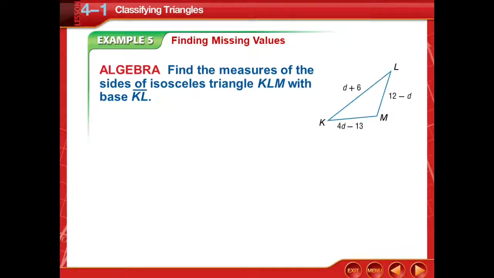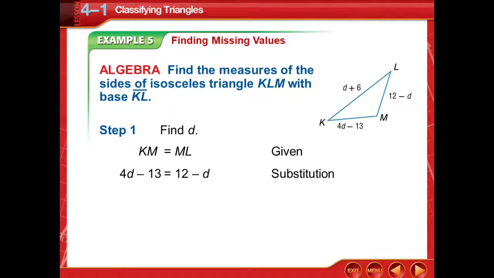I can do algebra using these relationships. It says find the measure of the sides of isosceles triangle KLM with base KL. Because it says base KL, we know that KL is not congruent to LM or KM. Since this is isosceles, I know that two sides are congruent. So I can write it so that KM is equal to ML, or 4D minus 13 is equal to 12 minus D.